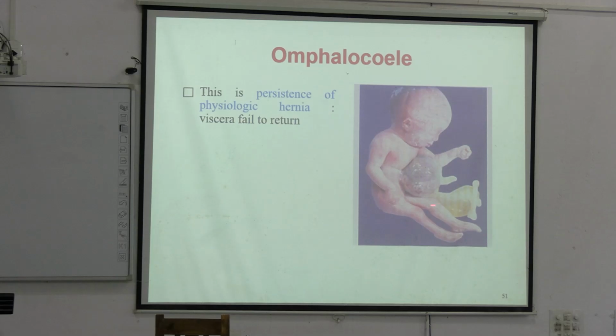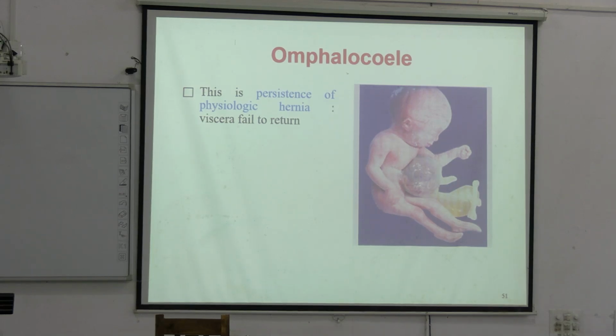Now what happens if, by any chance, this herniation that goes outside never comes back? We call this persistence of physiological herniation. That means the gut loop or PIL goes into the umbilical cord and remains there, forgetting to come back. If that happens, it yields this clinical problem. We call it omphalocele. So it is also known as persistence of physiological hernia, where the viscera fail to return, that means the gut loop fails to return and remains there, covered with a transparent membrane-like structure.